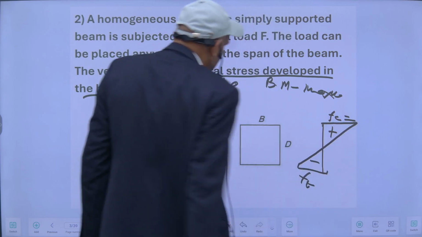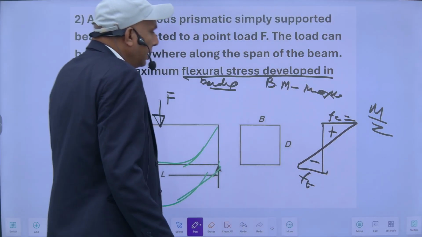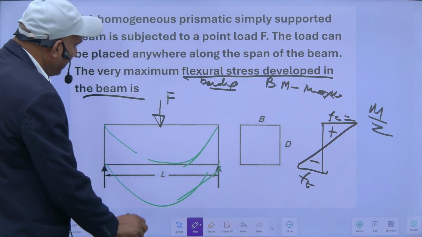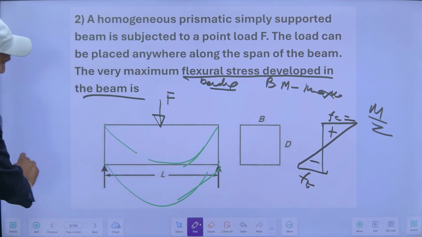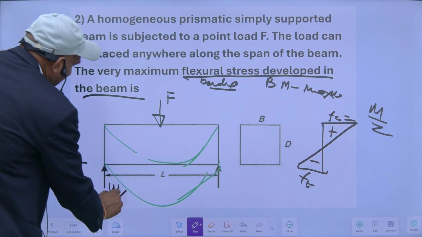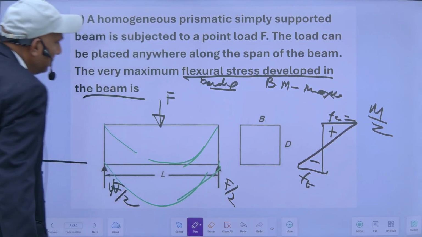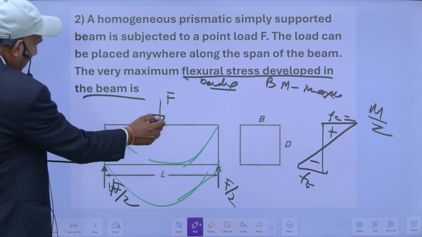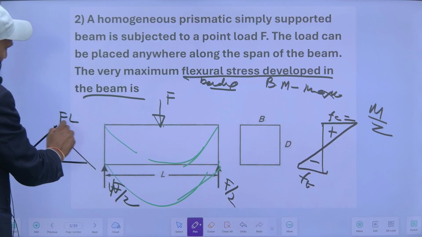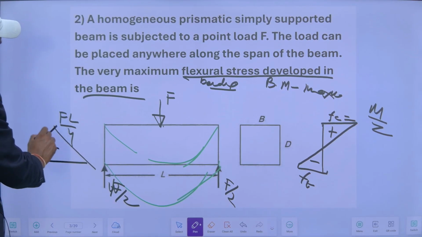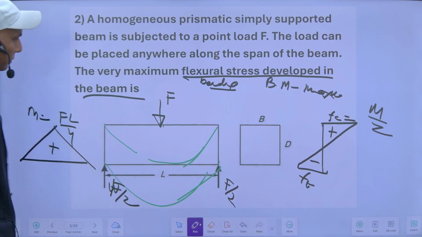This F is equal to M upon Z. And what is the bending moment? The bending moment will be maximum at the center. If I draw the bending moment diagram, it will be like this. Reactions will be half, F by 2 and F by 2. Then bending moment will be FL upon 4. So it will be maximum at the center. So M is equal to FL upon 4.